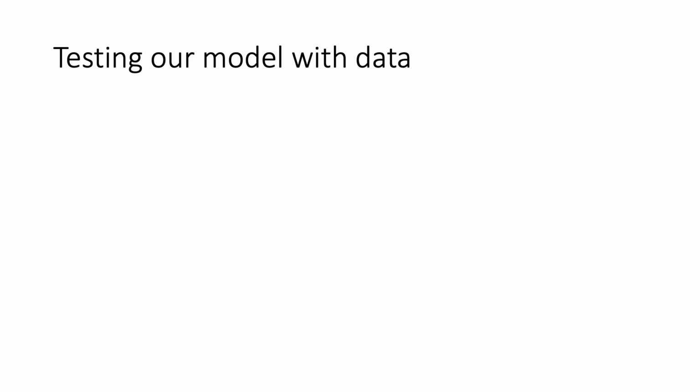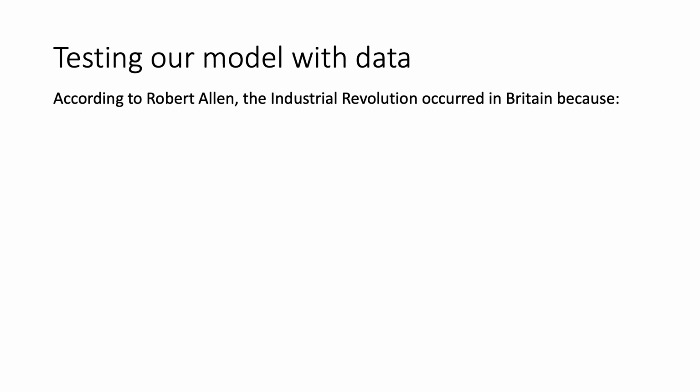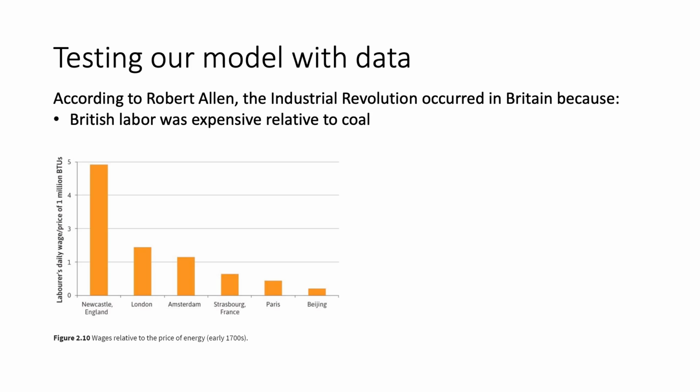Looking at how this model maps with the data, Robert Allen, the economic historian who focused on the high wages and cheap coal, we can look at first what was British labor, what was the cost of British labor relative to coal. We can see here the laborer's day wage over the price of 1 million British thermal units. We can see that Britain's price of labor was high relative to these other countries and cities.